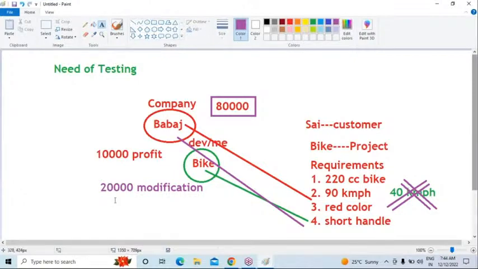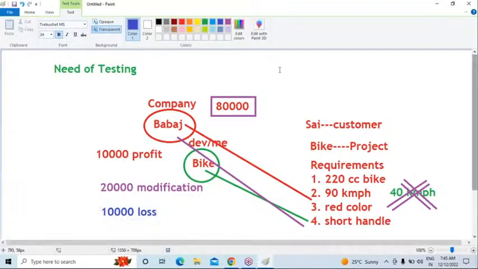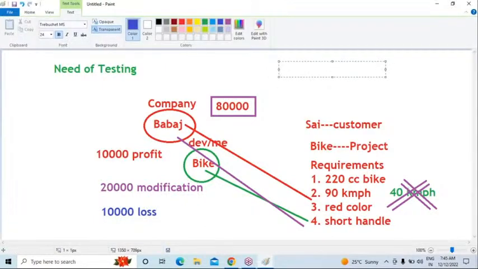Now what is the loss of the company here? The loss will be like 10,000 rupees. Initially they get a profit of 10,000. For the modification, they spend 20,000. Now 20 minus 10, 10,000 again. The company is going to be losing it. In a single bike, they lose 10,000 rupees. In a day, how many bikes are developed across the world? For example, millions of bikes. The loss will be in the million crores.